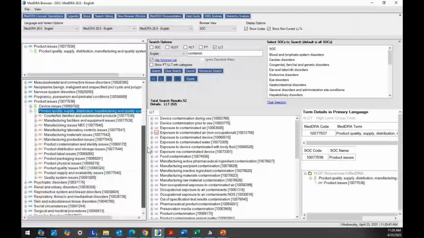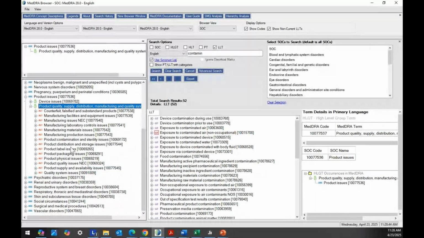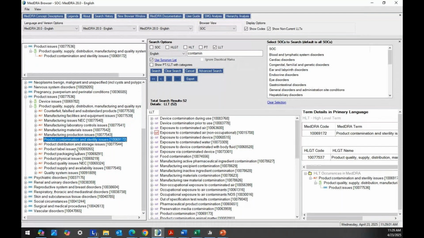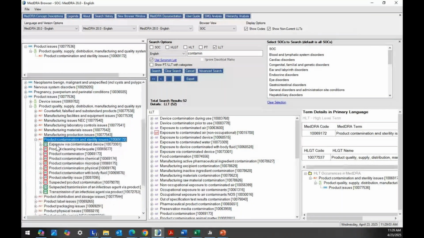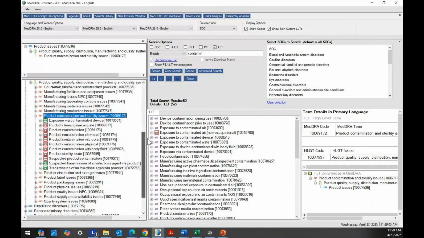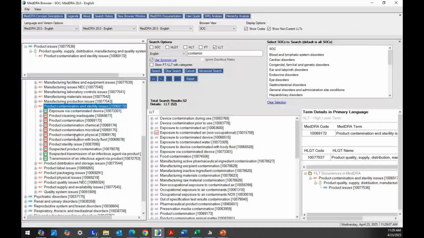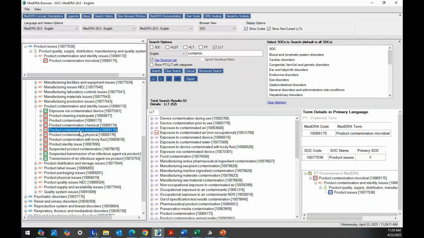When I open that up, and this is if I'm a novice to MedDRA and want to search where exactly I'm looking for my particular issue, once I open up the HLGT product issues, I'm going to look for a specific HLT having to do with contamination. There it is, product contamination. Let me open that up. When I go lower, I see there's a specific issue, product contamination microbial, and this is something I'm interested in.